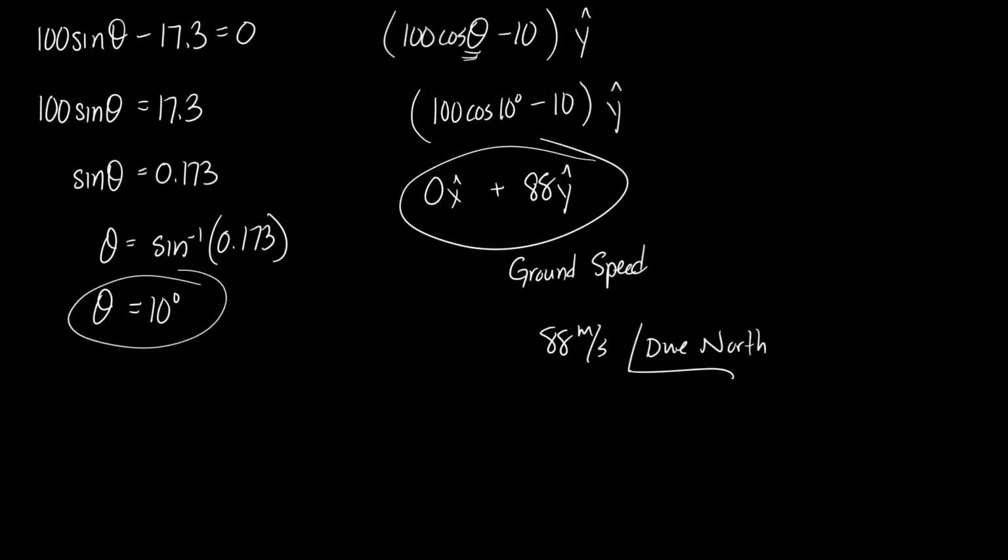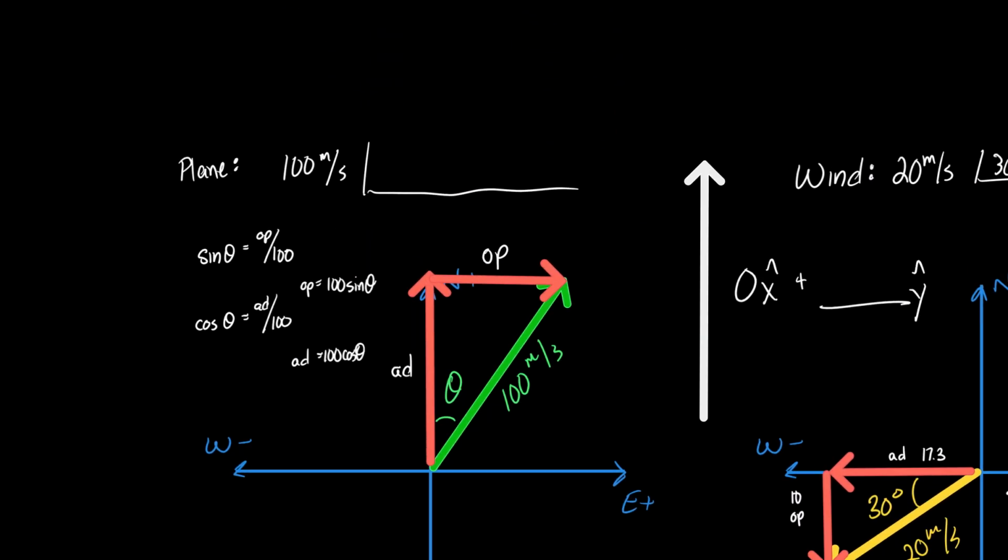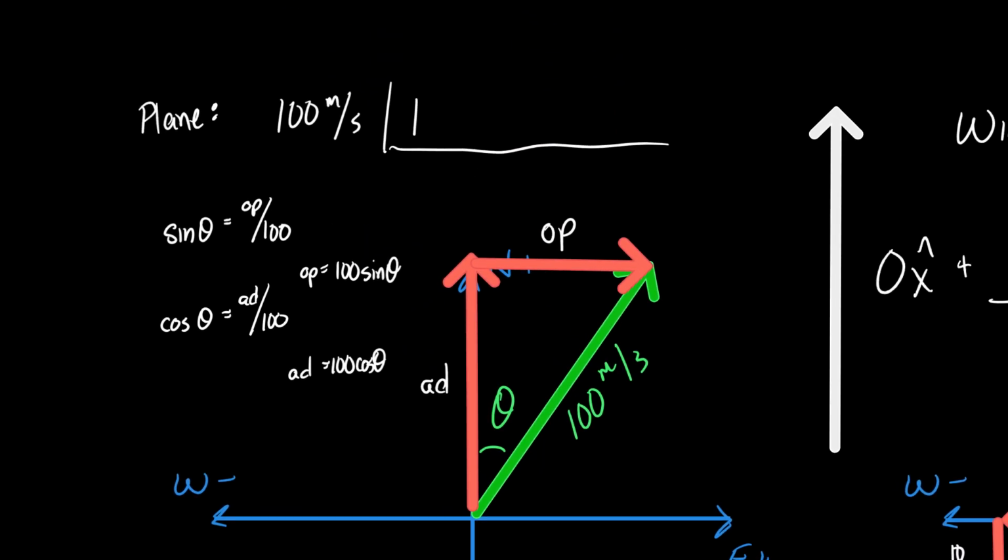This 10 degrees refers to the original vector of the plane, way over here, 10 degrees east of north. That's the direction the plane had to go in order for it to line up with the runway. Does that make sense? Did that help solve what your problem was?